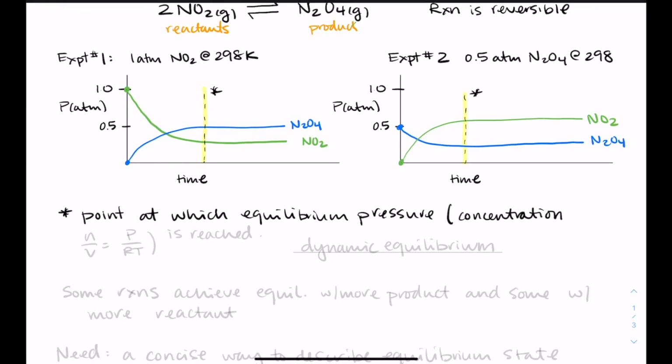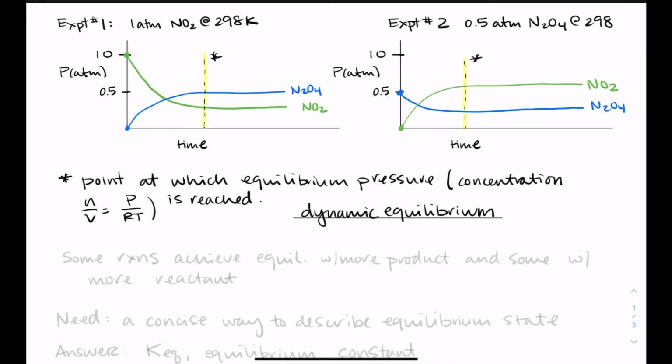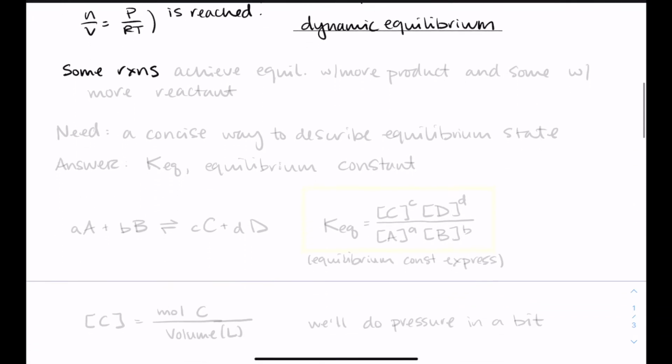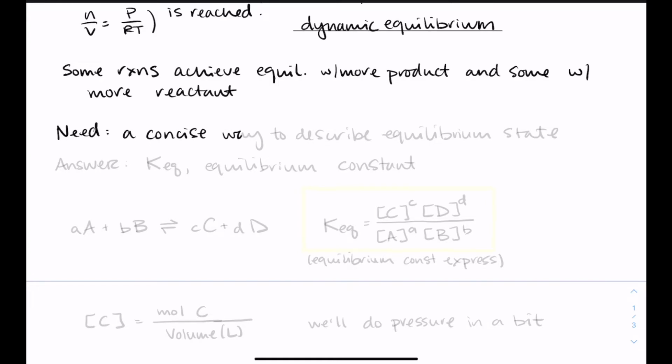Now, some reactions achieve equilibrium with more product, and some achieve it with more reactant. So it's not going to be an equal amount of each. The conditions and the characteristics of a specific reaction will determine where that endpoint lies. So what we need is a concise way to describe the equilibrium state. And we use KEQ to do this.